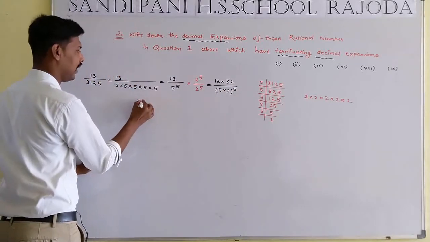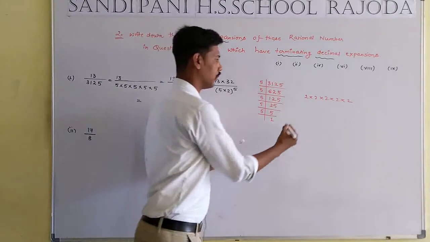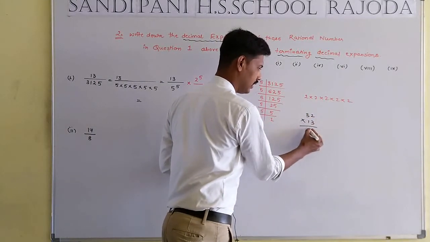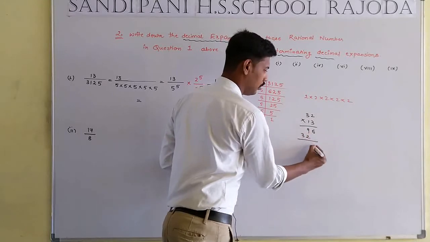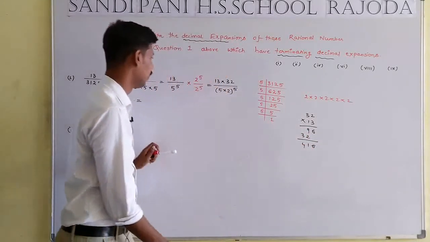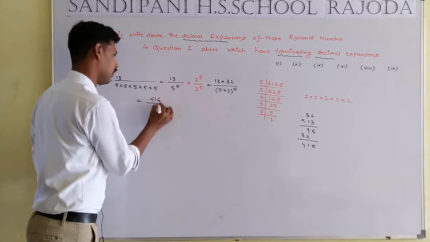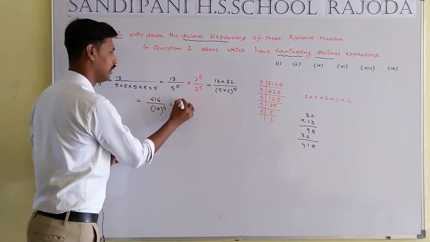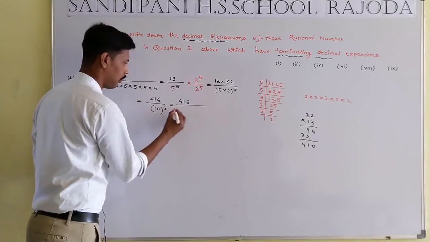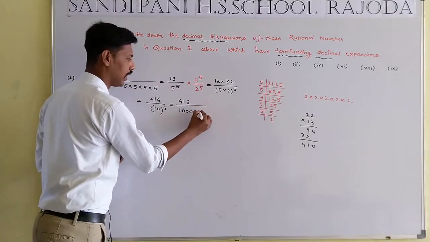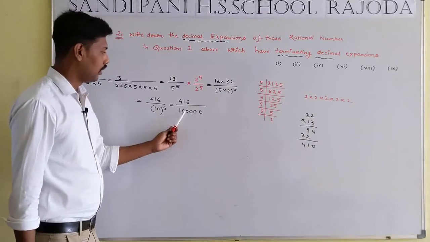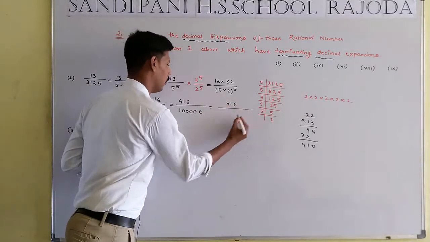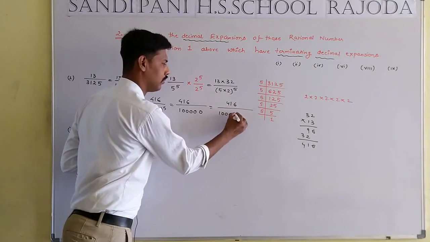Student, focus on the next step. 13 into 32. 32 into 13. 3 twos are 6, 3 threes are 9. 32, 6, 11 and 4. That means 416. 2 fives are 10, whole power will be 5. That means 416 whole by 10 to the power 5. How many zeros? 1 2 3 4 and 5. That means 416 whole by 1 2 3 4 and 5 zeros.